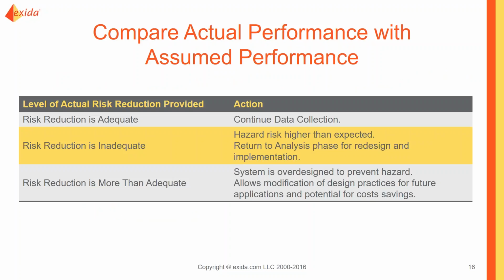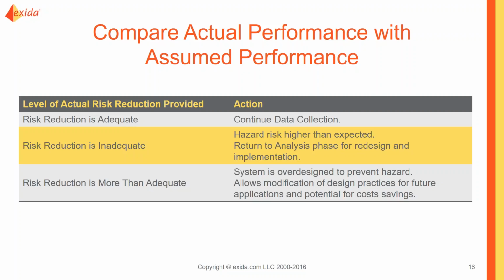You also want to compare actual performance with assumed performance. So in your analysis phase and your realization phase, you assume a lot of failure rates. And this helps you to determine the risk reduction that you put into your site. However, after collecting some data, you may find a couple things out. Perhaps your risk reduction is adequate. This is great. You can continue to collect data in this case, and it will further prove that your safety system is on point.